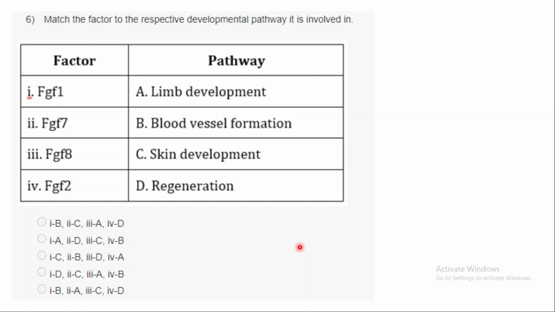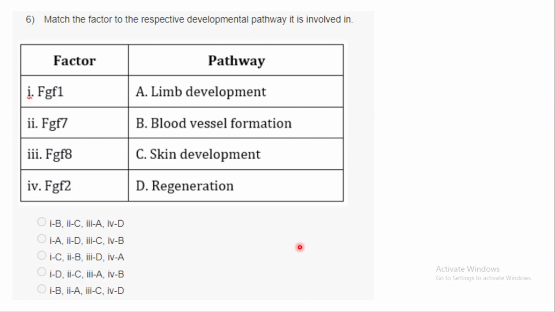This is a completely memory based question. You can guess the answer, or if you know it very well, good. But if you do not, it's okay. It's a memory based question. Sometimes you remember it or not. But there are different FGF factors here, and which phenomena do they target? You have to identify.